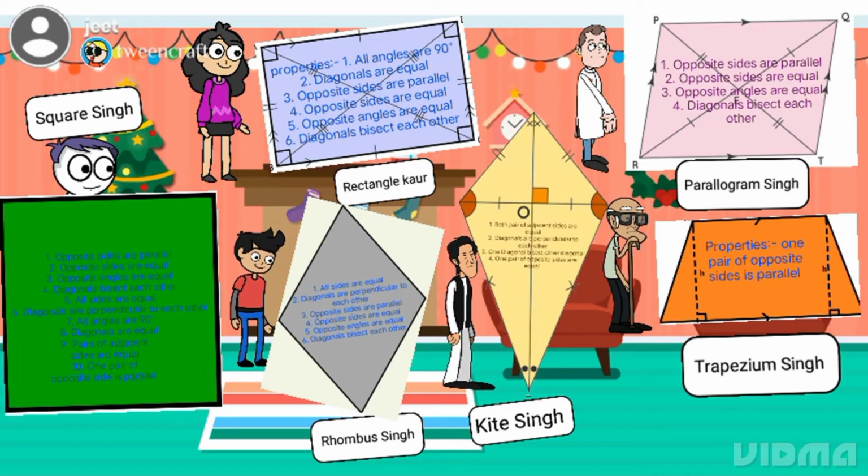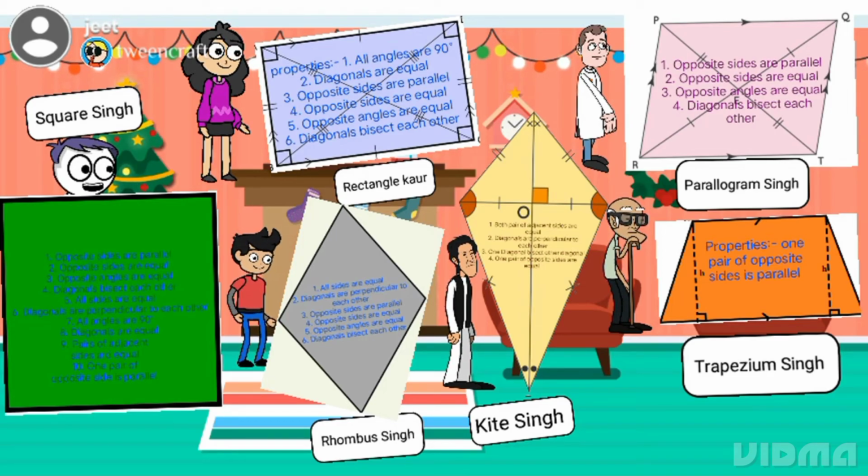Out of all the properties I have, the first 4 properties I have got from my grandfather, that is parallelogram. Properties are opposite sides are parallel, opposite sides are equal, opposite angles are equal, diagonal bisect each other. The next 2 properties I have got from my father, that is rhombus. The properties are all sides are equal, diagonal are perpendicular to each other. Next 2 properties I have got from my mother, that is rectangle. Properties are all angles are 90 degree, diagonals are equal.